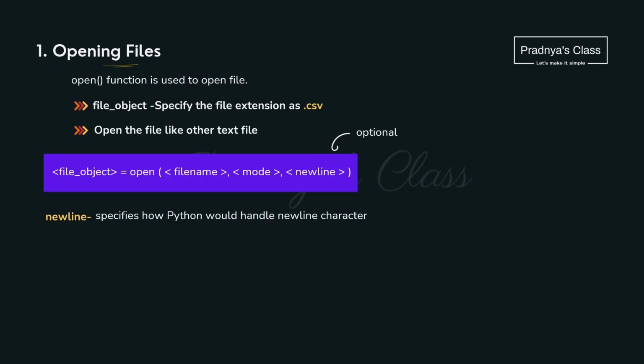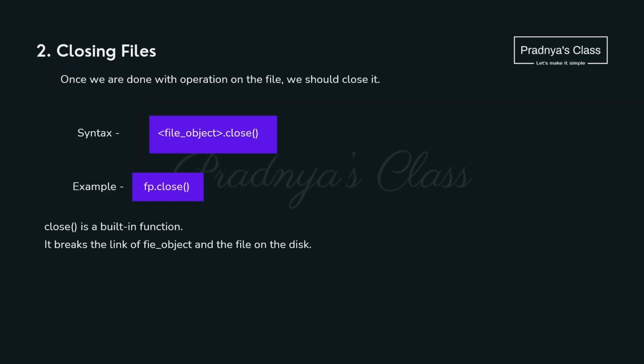For opening the file, we are going to use the same open function which we have used in case of text file. Look at the first parameter, it is same, file name. The second parameter is also same and the modes which we are going to use for CSV file are exactly same as text file. Here is the third parameter, that is newline. As we have opened the file, we will be closing it. For that we use close function. It is also same as text file.